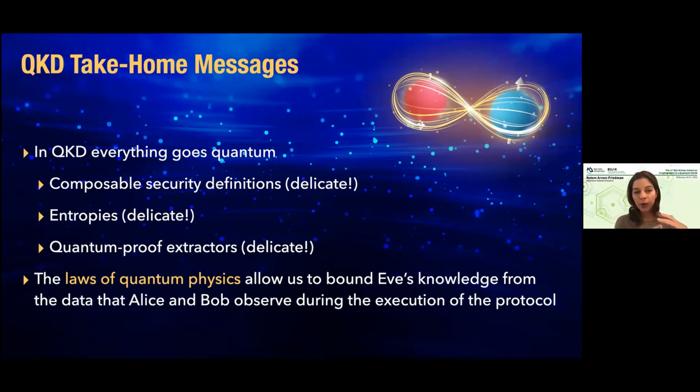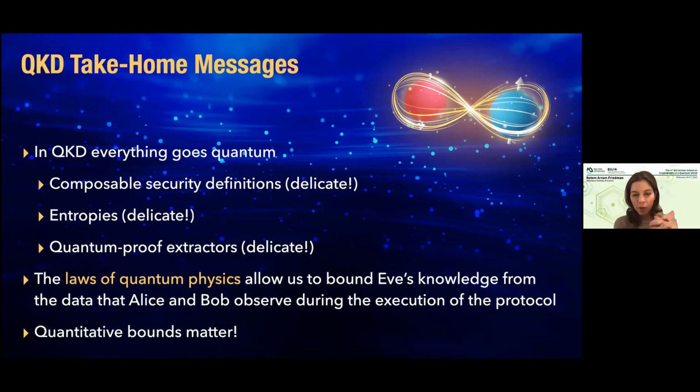And then on the other hand, I also showed you how we can actually exploit the laws of quantum physics to prove security. This is the take-home message, that the laws of quantum physics allow us to bound Eve's knowledge from the data that Alice and Bob observed during the execution of the protocol without imposing any other assumptions on Eve. Only the laws of quantum physics, but they allow us to do exactly this. So Alice and Bob can interact, execute a protocol, and decide if Eve interferes too much, if she has too much knowledge or not.